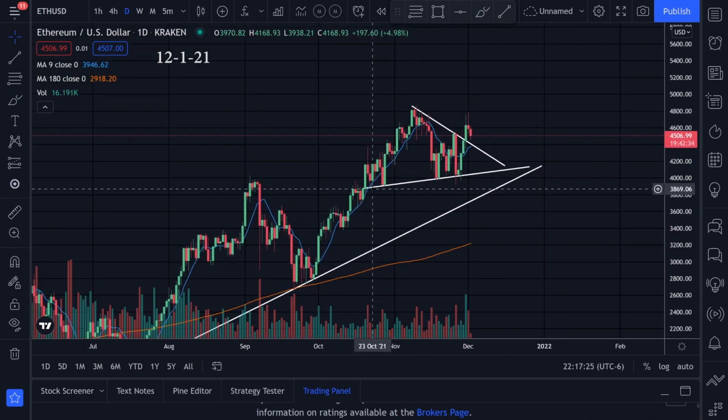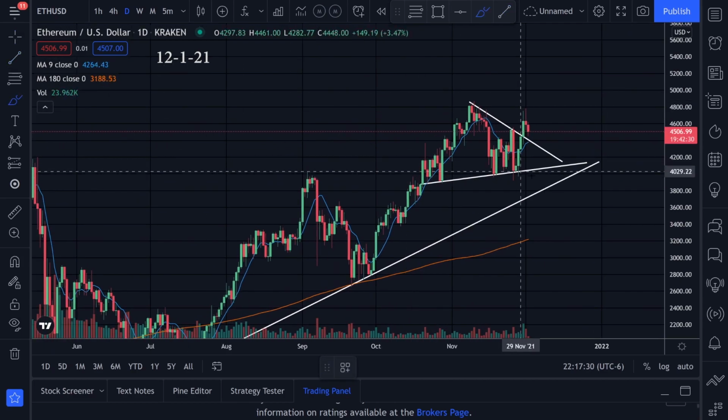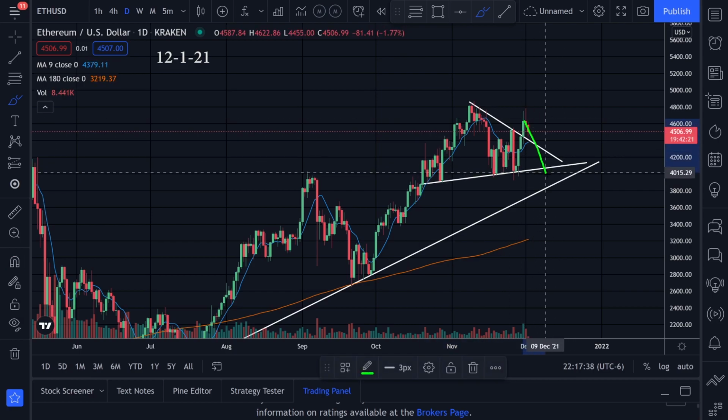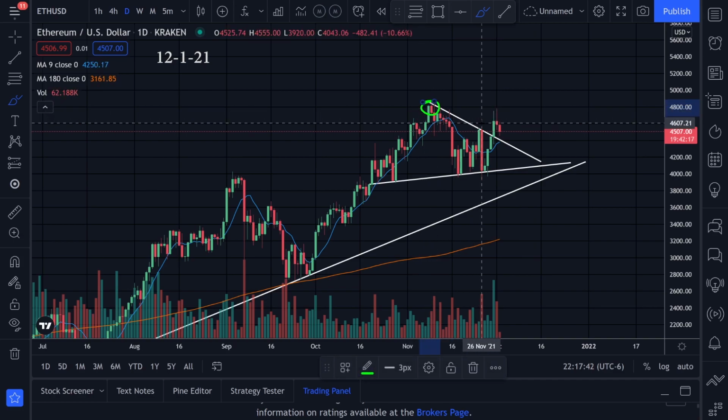But the point of that Fibonacci is I do like this line right here, at around 4,000, 4,050. So I'm watching this line right here if we continue to head down. And the other thing I was watching is we have resistance and resistance. We had a trend line going to the downside right here.